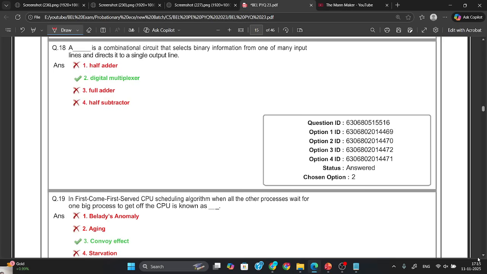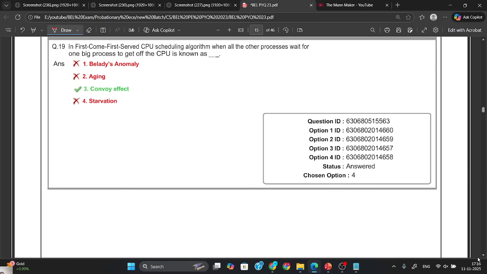Question 18: a dash is a combinational circuit that selects binary information from one of many input lines and directs it to a single output line. So we have the multiplexer. In a multiplexer we have many inputs and a select line that selects one input, and it appears in the output. That is the function of a multiplexer. So option B is the right answer, many inputs and a single output.